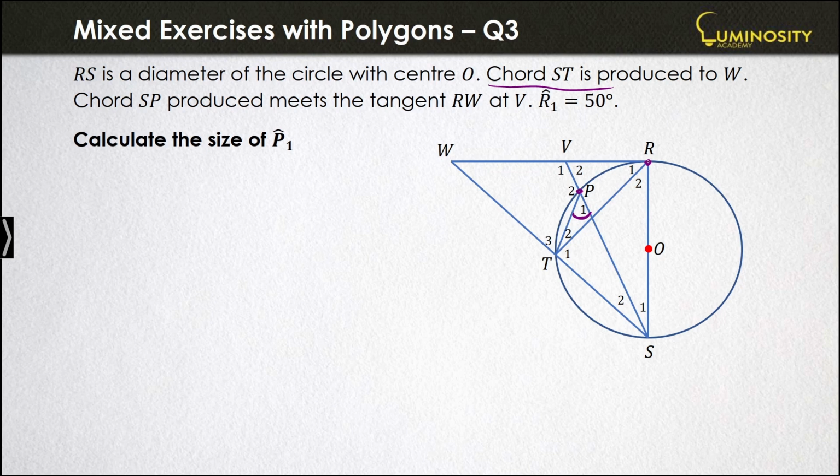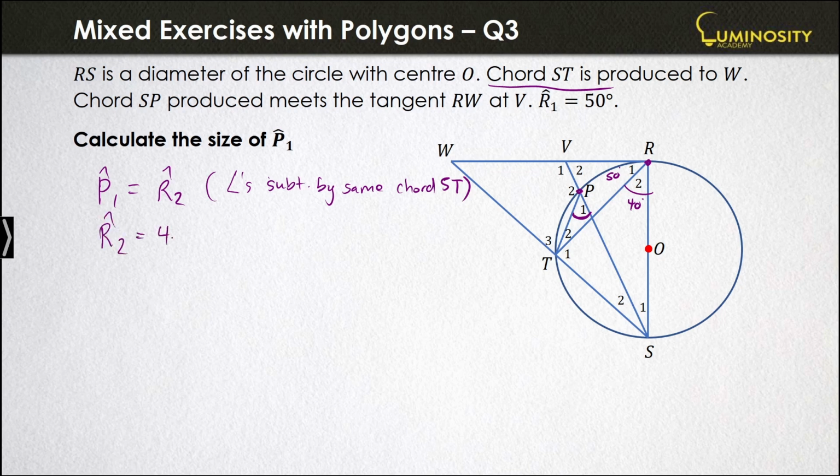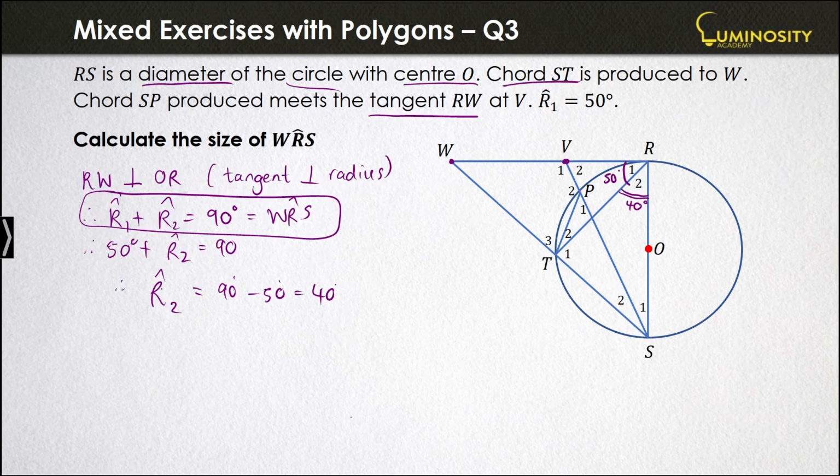Now angle R2, which we worked out, because this was 50 degrees, that must have been 40 degrees. So therefore I can say that angle P1 must equal angle R2, and your reasoning there is angles subtended by same chord. You can reference the chord, in this case it is chord ST. We also worked out angle R2 equals 40 degrees previously. So that was over here.